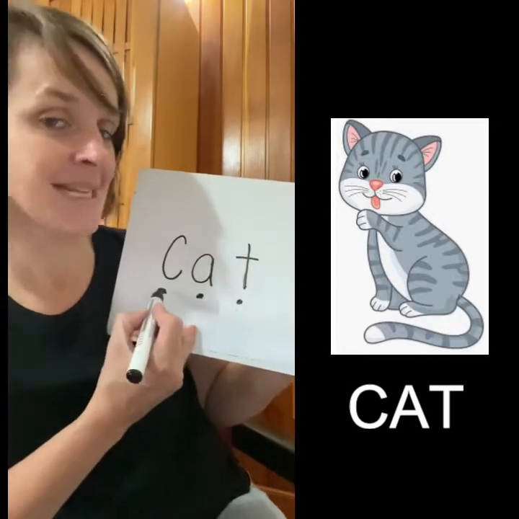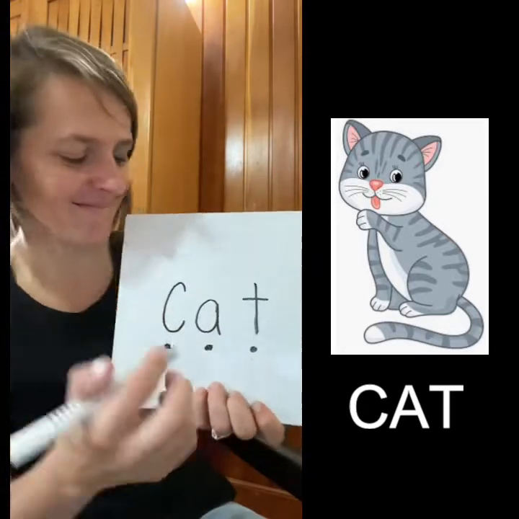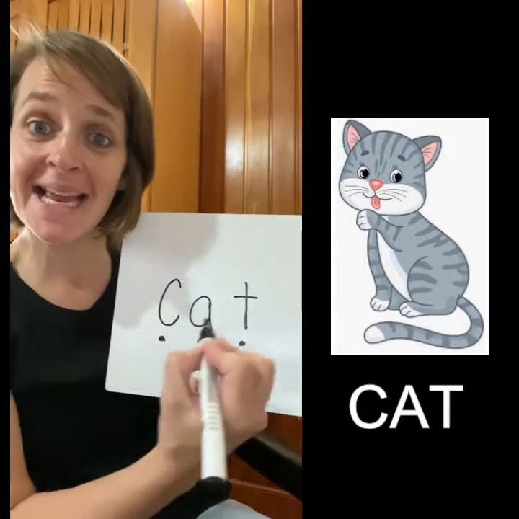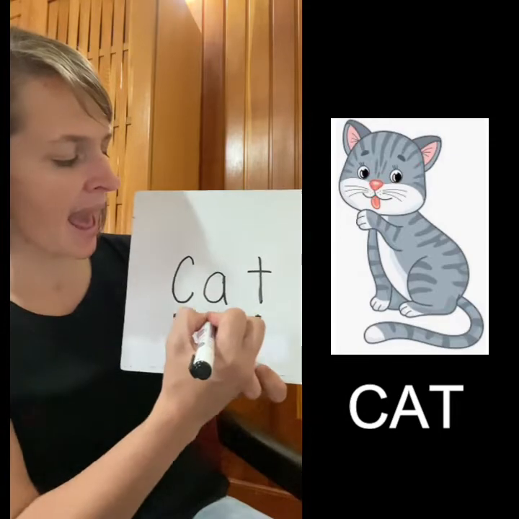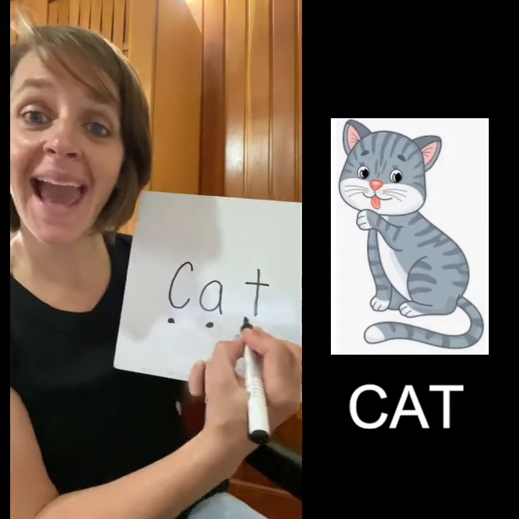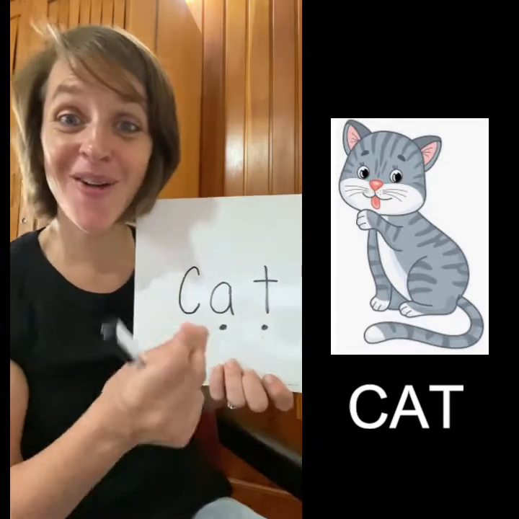So let's do it. Read it together. K, at, k, at. Then we blend it together. Cat, cat. So this is the word cat. I take those same sounds and blend them together quickly.